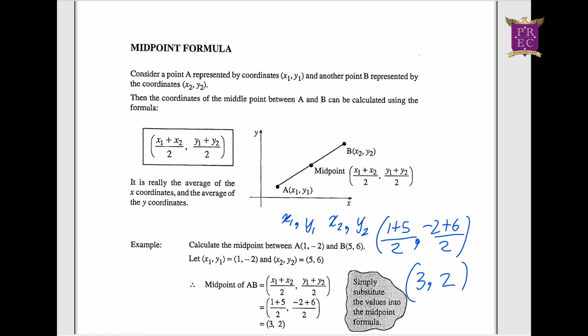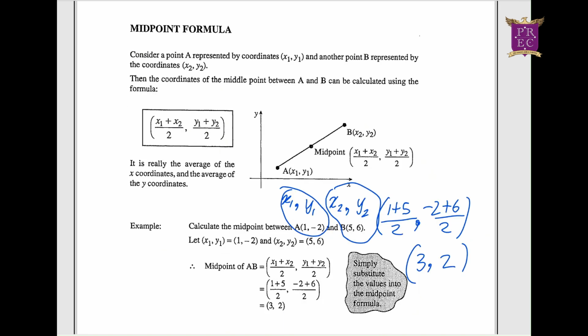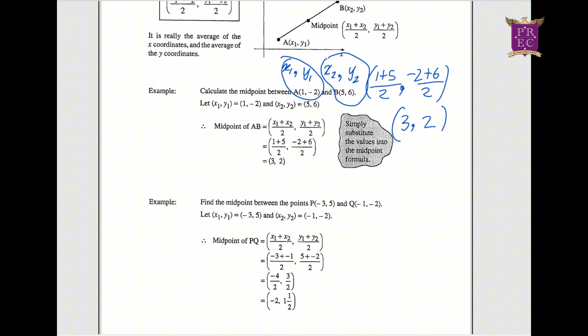All you have to remember is x1 plus x2 divided by 2, comma, y1 plus y2 divided by 2. It doesn't matter which one is x1 and which one is x2, as long as the 1s are together and the 2s are together here. So like that and like that. Makes sense? Alrighty, let's move on.